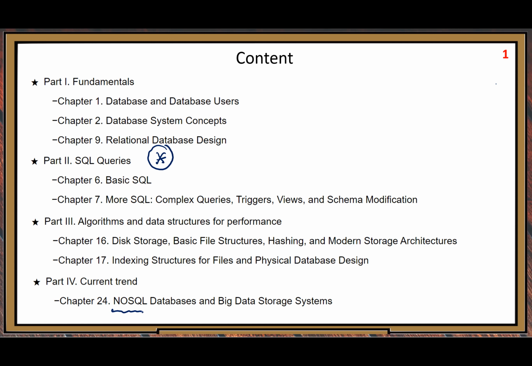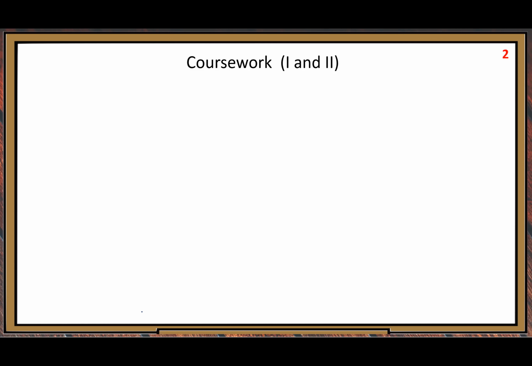Okay. Next, the coursework part. The most important part. We will have 4 parts in the coursework, so let me explain. Part 1, homework assignments. I will give you 3 homework assignments. Each one accounts for 8%, so total 24%. For each homework assignment, we will have 25 questions.